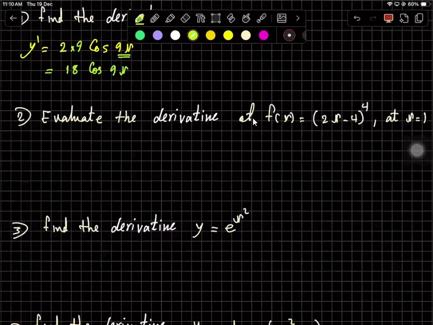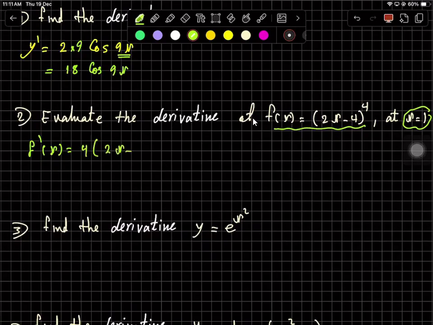Second, evaluate the derivative of f(x) = (2x minus 4) power 4 at x equal 1. So you'll get the first derivative, then substitute 1 for x. Here, for f prime of x, I will get the derivative of the brackets firstly. So 4 multiplied by (2x minus 4) to the power 3. Decrease this power by 1, then multiply it by the derivative inside the bracket to keep the chain rule.